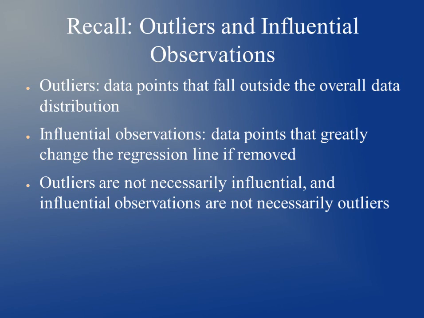So that's different than an influential observation. An influential observation is a data point that greatly changes the regression line if removed. So outliers are not necessarily influential, but they can be, and they can greatly impact our regression model. And influential observations are not necessarily outliers. So that's something to keep in mind when we're going through this analysis of outliers and influential observations.